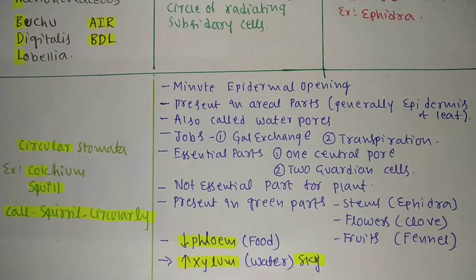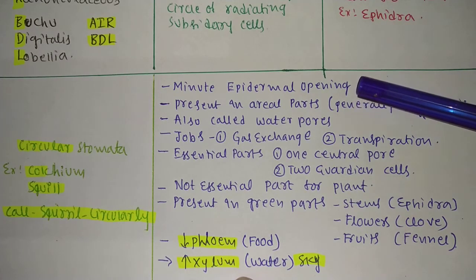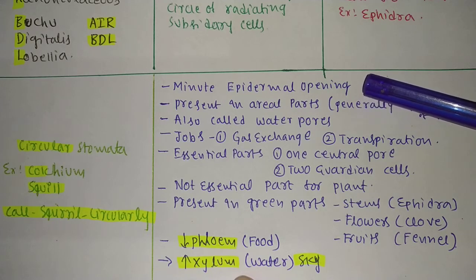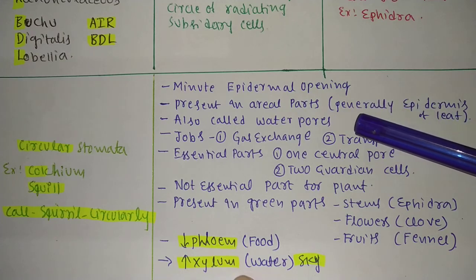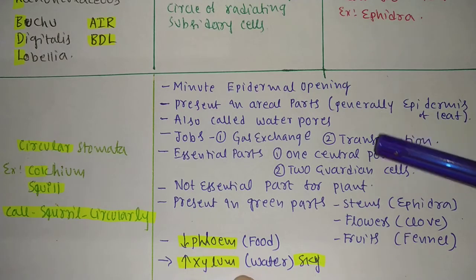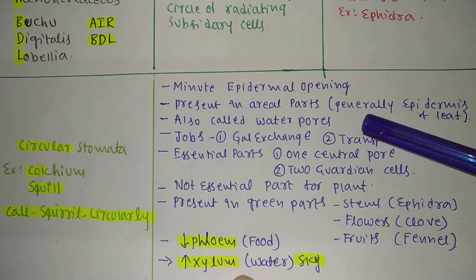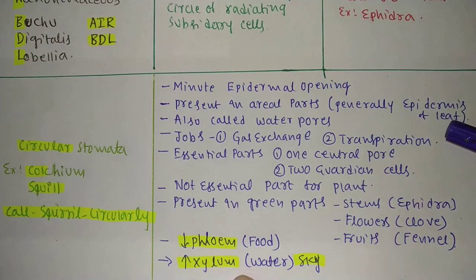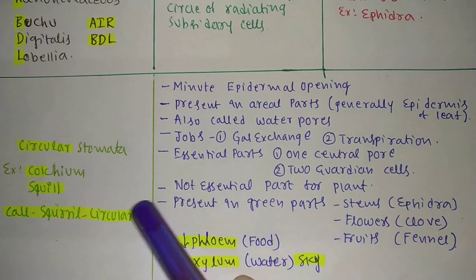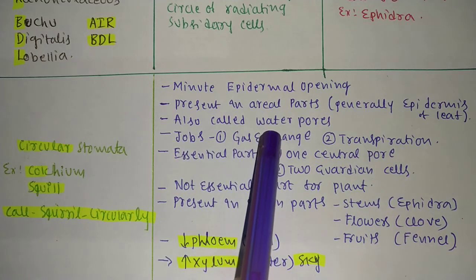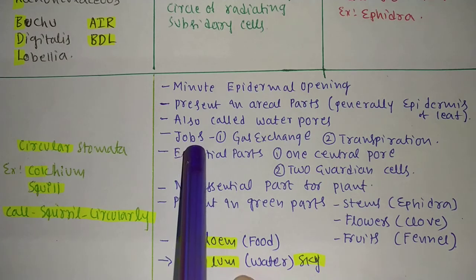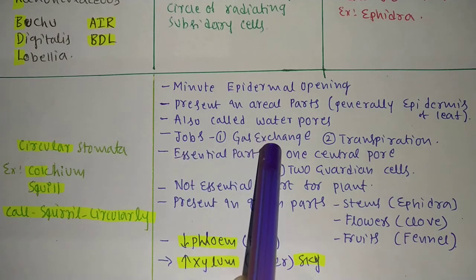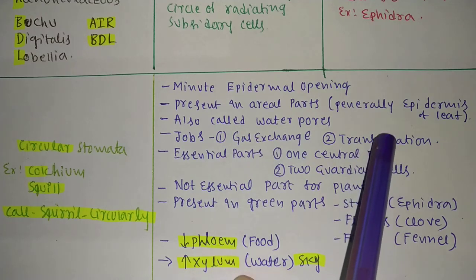And here, what is a stomata? Stomata is a minute epidermal opening present mainly in the aerial parts, generally in the epidermis of a leaf. It is also called water pores. What is the main job of stomata? There are mainly two jobs: one is gaseous exchange and the other is transpiration.